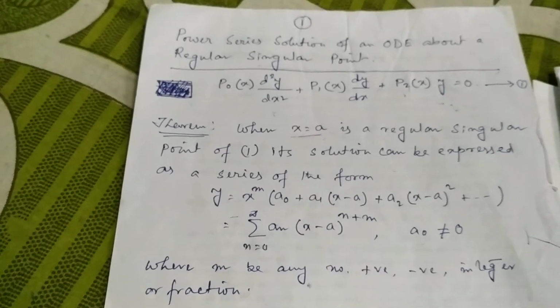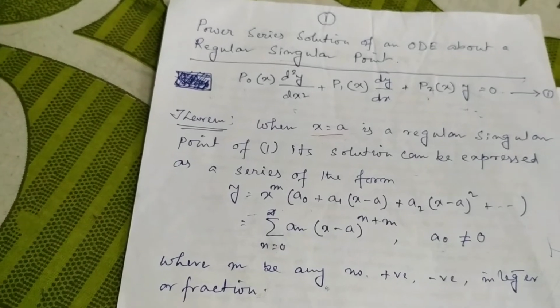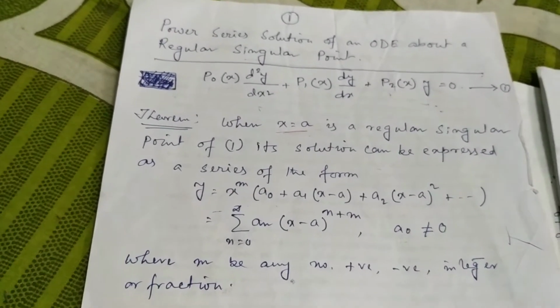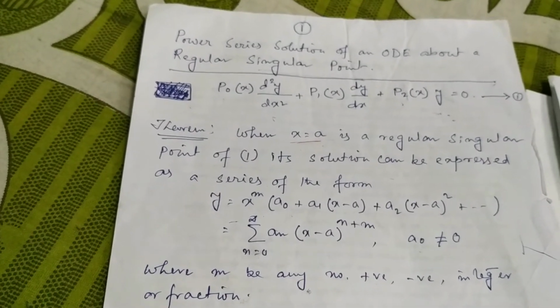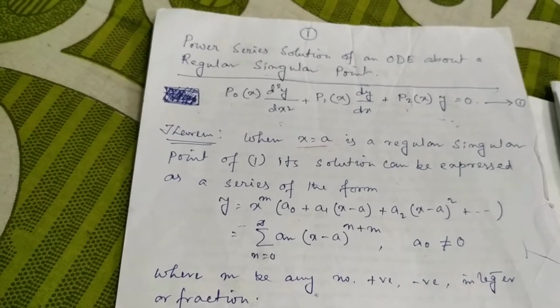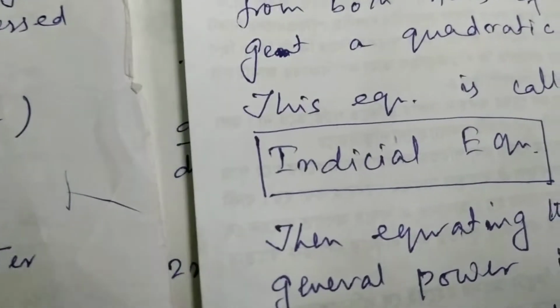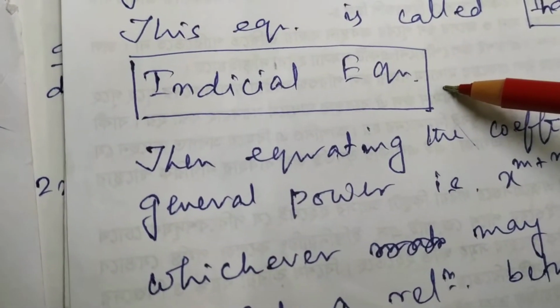Then, equating the lowest power of x from both sides of the identity, we get a quadratic equation in m. That equation is known as the indicial equation.